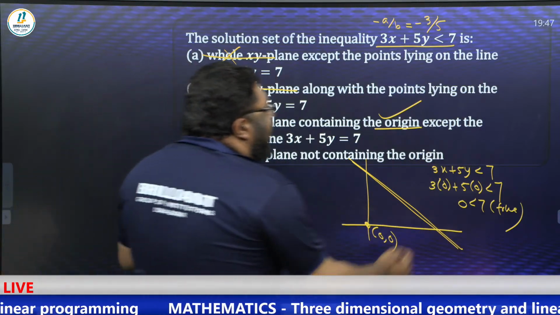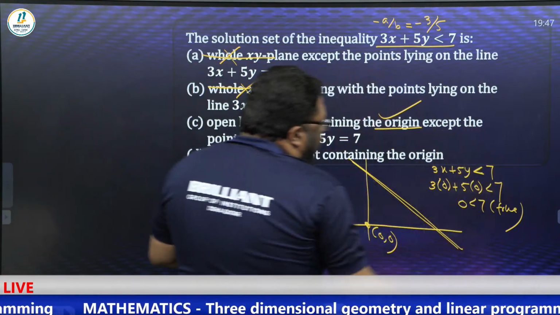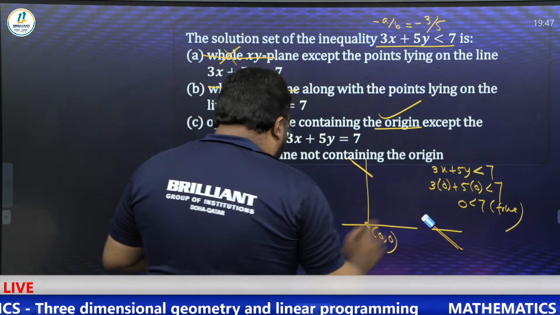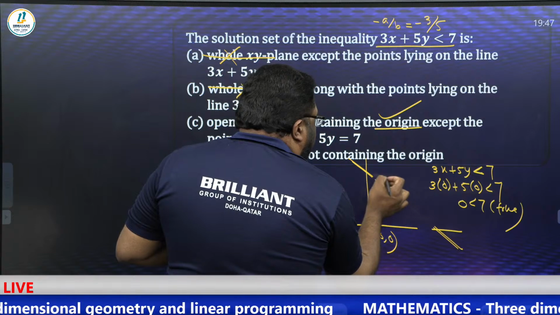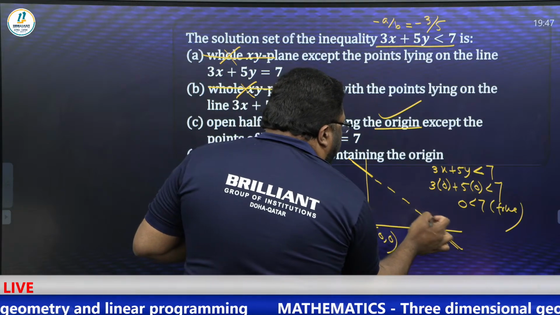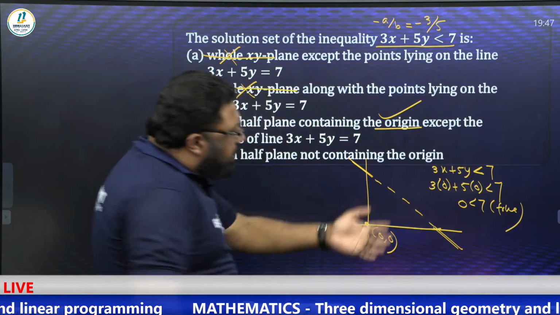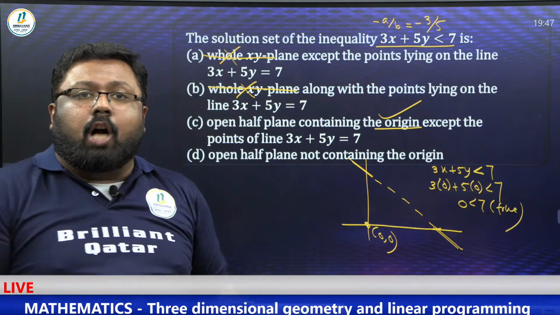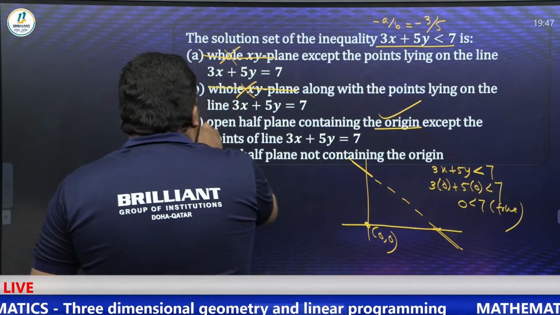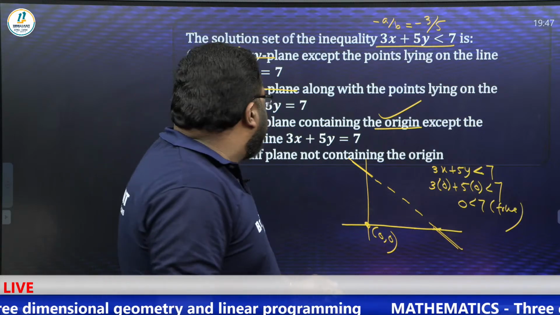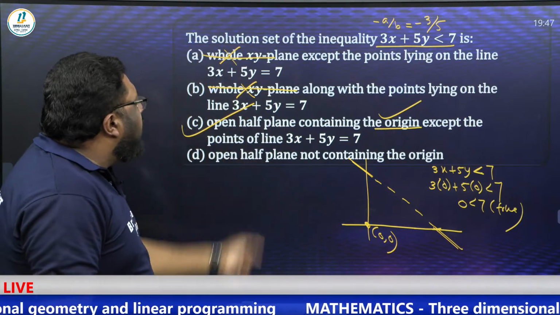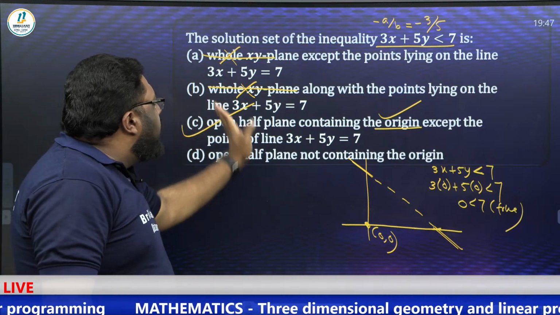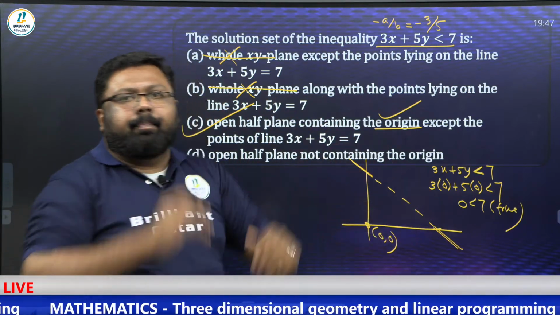All of you, do you see that this is strictly less? Because it is strictly less, I can say something very important about this line. This region will not consider the points on this line. If it is strictly less, it will not consider points on the line. So it is option C. Option C, my dears. Open half plane containing the origin and points on the line is not there.